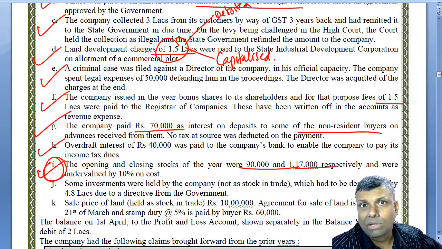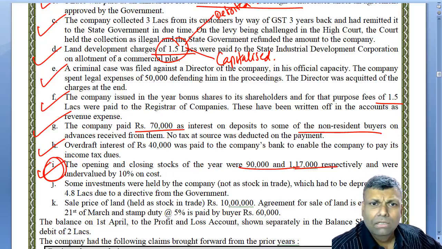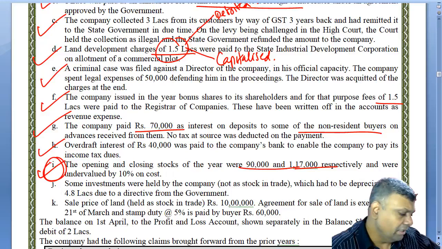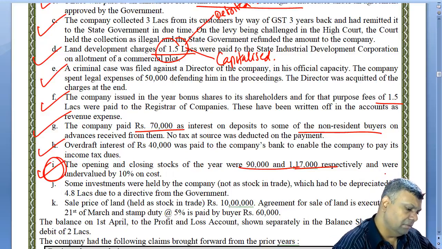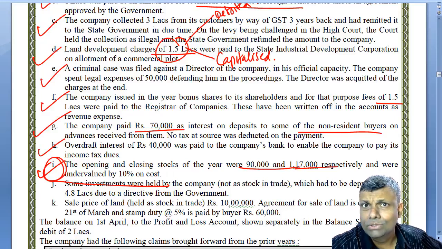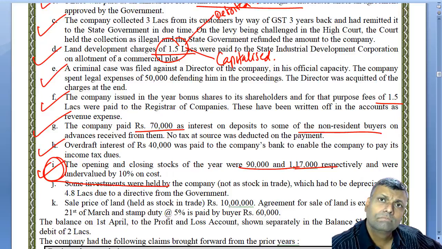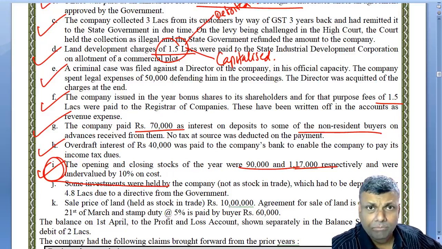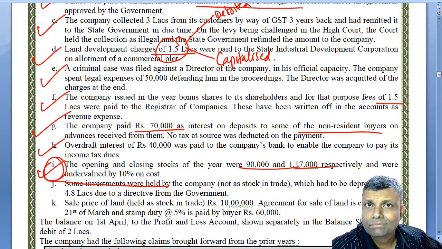Because even as per the accounting standards, inventory should be valued at cost or market value, whichever is less. It's a generally accepted valuation system of inventory. Cost or market value, whichever is less; you cannot do undervaluation. So you are saying 90% respectively and it was undervalued by 10%. There is no concept of undervaluation of inventory in company law. But again, because I am a taxman, my accounting knowledge is not so strong.